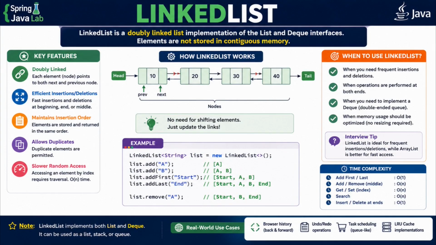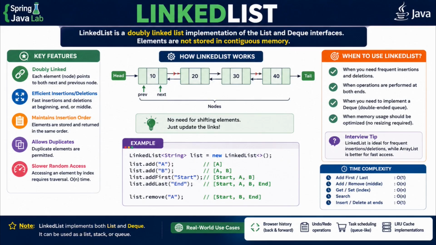Now that you understand why ArrayList is so popular, let's look at another implementation that takes a completely different approach: LinkedList. You'll see why developers choose it when insertions and deletions become the priority. We just learned that ArrayList is great for fast access. But what if your application frequently inserts or removes elements? That's where LinkedList comes in. Unlike ArrayList, LinkedList stores elements as connected nodes rather than a continuous array. Because of this, adding or removing elements, especially at the beginning or end, is much more efficient.